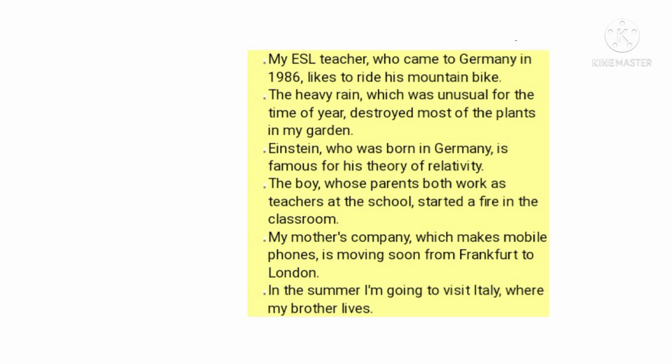Okay. Einstein, who was born in Germany, is famous for his theory of relativity. So, Einstein is the noun, and next comes the relative clause, and it gives extra information about the noun Einstein, who was born in Germany, and you can see commas there.